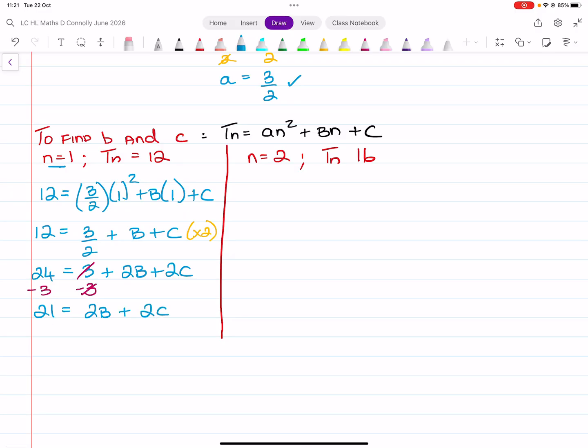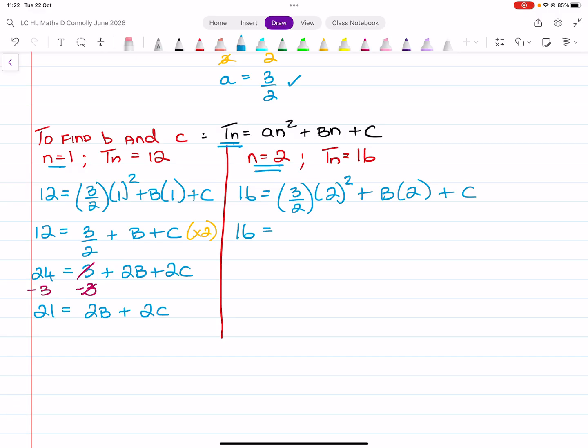Other side, again, we're going to sub in what we know. So starting on the left here with Tn. And Tn for us is 16. A is still 3 over 2. This time n here is 2 squared. We don't know B, n is 2, and C.